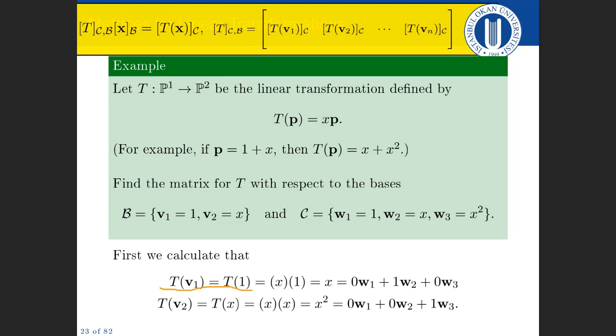What does T do to the polynomial 1? It multiplies 1 by x to give x. But that's 0w1 plus 1w2 plus 0w3. So the coordinates of T of V1 are 0, 1, 0. And what does T do to V2? V2 is x. Multiply that by x, we get x squared, which is the same as 0w1 plus 0w2 plus 1w3. That means that the coordinates for T of V2 are 0, 0, 1.